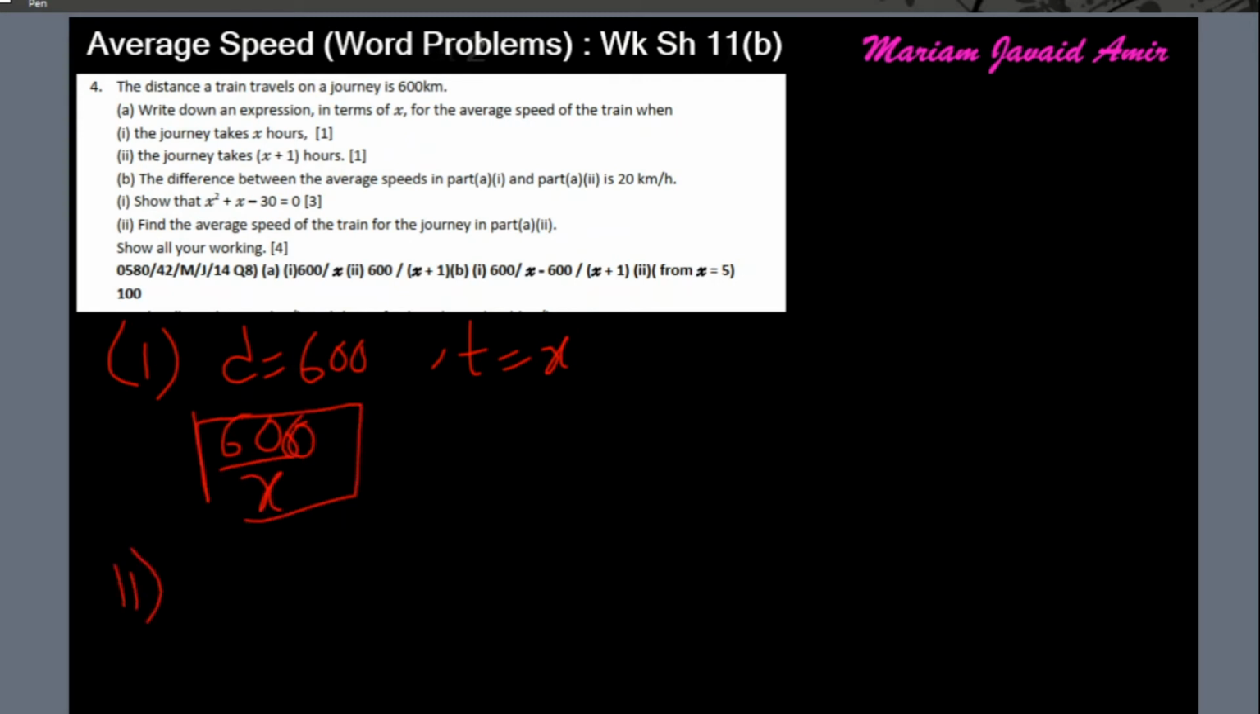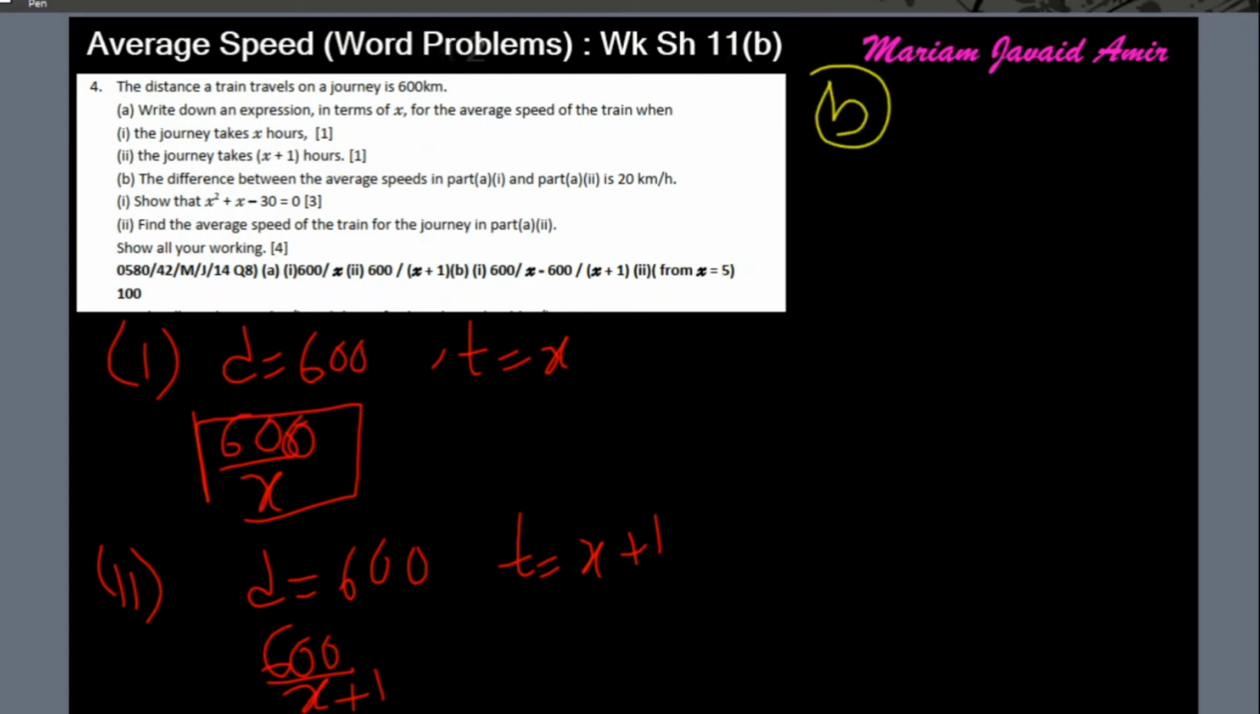For part 2, the journey takes x plus 1 hours and the distance is still the same. Distance is 600, time is x plus 1. So average speed will be 600 over x plus 1. Part B, the difference between the two average speeds in part A1 and A2 is 20. So the difference is 20. So this fraction is bigger. Please keep this in mind because its denominator is smaller.